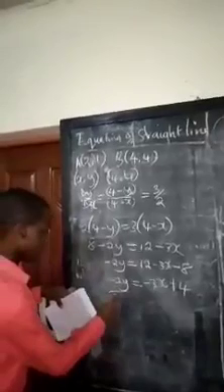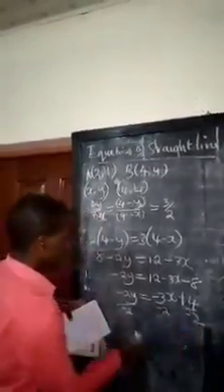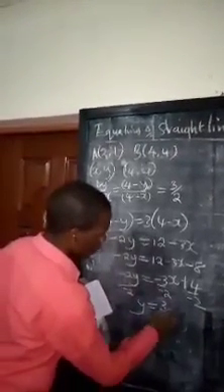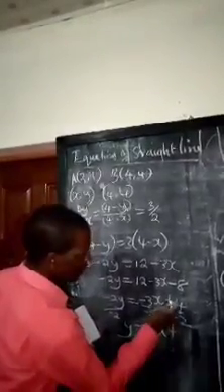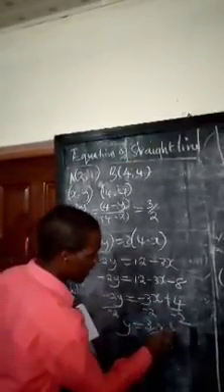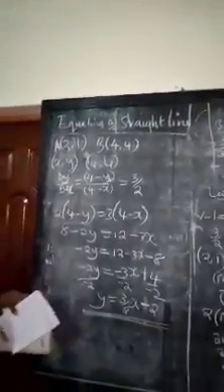Then we divide by negative 2. This will give us y is equal to 3 over 2 x plus, sorry, positive 4 divided by negative 2, which should give us negative 2. And this is our solution.